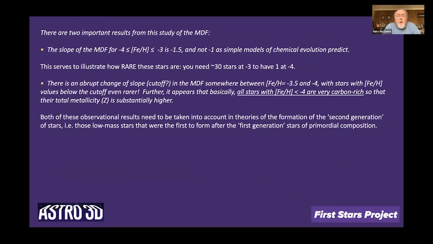The other point is there's really an abrupt change of slope, or cut, in the metallicity distribution function somewhere around -3.5 to -4. The stars below that cutoff are extremely rare. And in fact, basically all of the stars with iron abundances below -4 are very carbon rich. So if you consider their total metallicity, not just their iron abundance, their overall metallicity, in fact, is relatively high. And so both of these observational results need to be taken into account when you want to understand how to form so-called second generation stars, those low mass stars that were the first to form after the first generation of primordial stars.